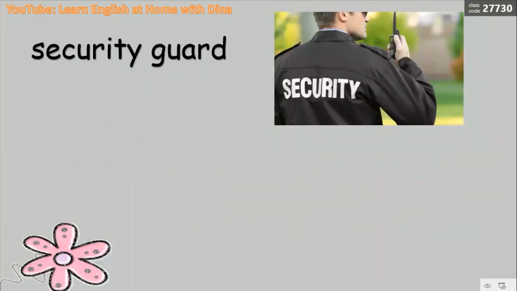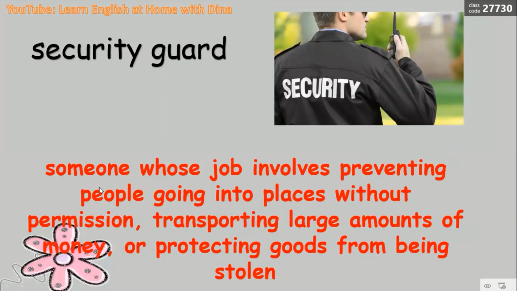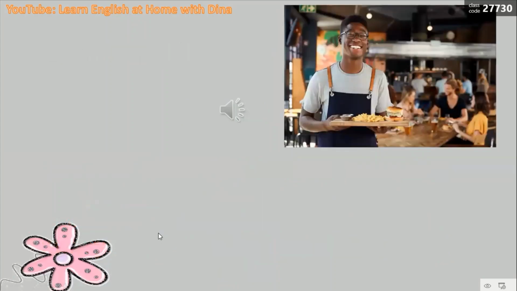Then we have the security guard. Security guard is, of course, someone whose job involves preventing people going into places without permission. And of course, he is called a security guard.